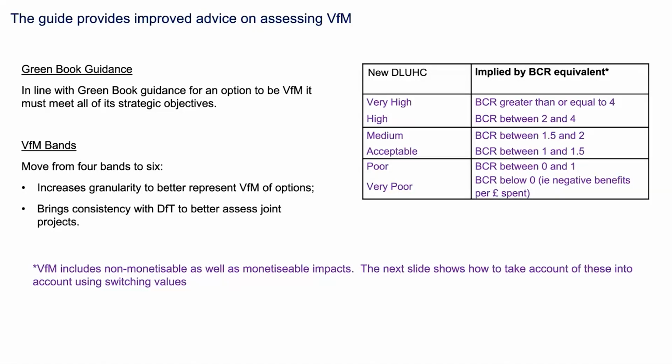So value for money bands are very important. We use them rather than benefit cost ratios to make assessments of value for money, because they allow us to take into account non-monetised impacts. And effectively what we do is we start by monetising impacts in benefit cost ratios, and then that allows us to get an initial VFM band, and then we use what are called switching values to examine how much benefits would have to change to move us to a different band, and then we look at the magnitudes of non-monetized impacts to assess the degree to which they are likely to enable that shift and move us to a different band.